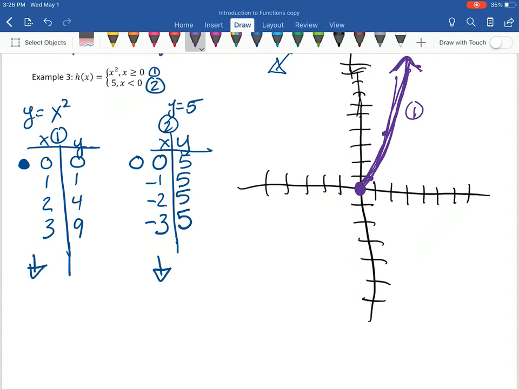For piece number 2, I'm going to graph the point 0, 5 with an open circle. Then 1, 5, 2, 5, 3, 5, 4, 5 and so on, and then -1, 5, -2, 5, -3, 5, and then an arrow going in the other direction. So there's my second piece, and now we've completed our piecewise function.